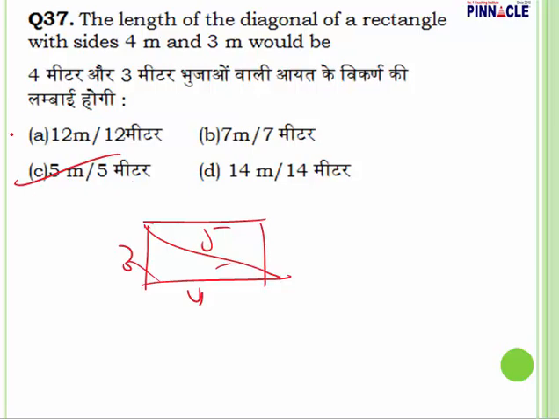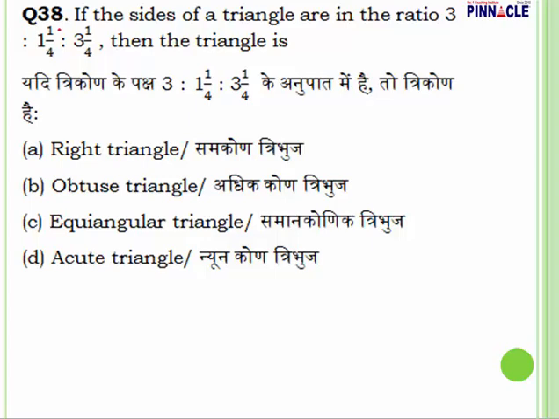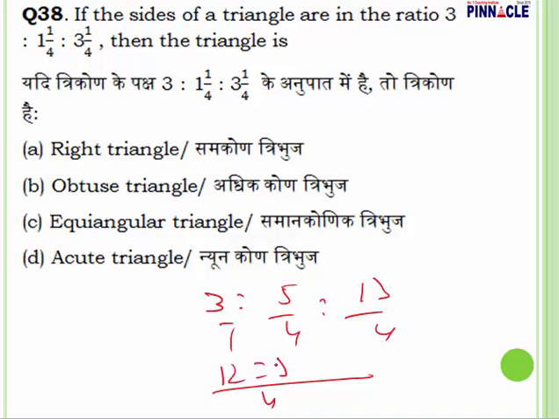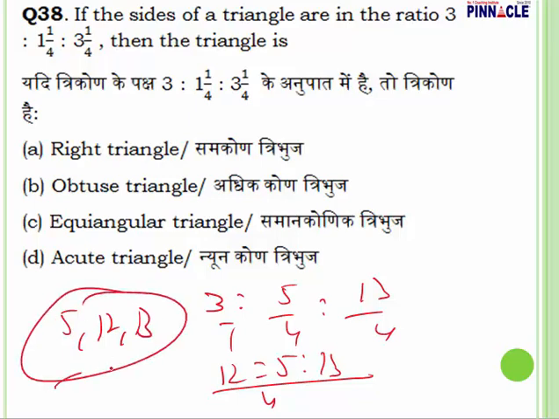Next question, question number 38. If the sides of a triangle are in the ratio 3/4, 5/4, 13/4, you can write here, this is a Pythagoras triplet, 5, 12, 13. It means it is a right angle triangle.